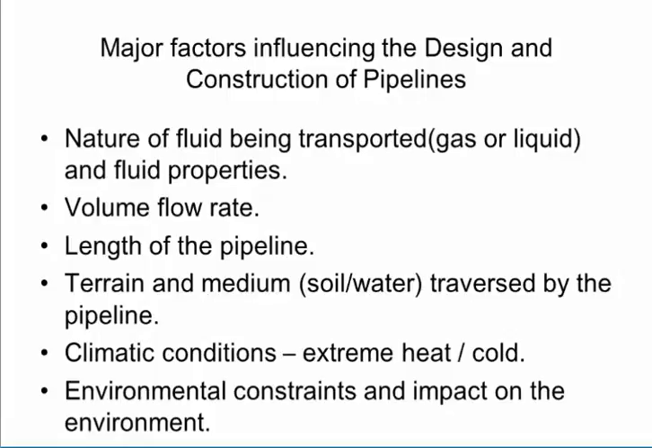What affects the design and construction of pipelines? Nature of the fluid being transported, liquid or gas, the fluid properties, the volume flow rate needed, length of the pipeline, the terrain, medium, that is, are we underwater, so out to sea, offshore, or onshore soil. That will obviously affect how we design and build the pipeline. Any extreme climate conditions, heat out in our deserts here in Australia and other places, or cold, we have the example of Alaska there. And any other environmental constraints or impacts.